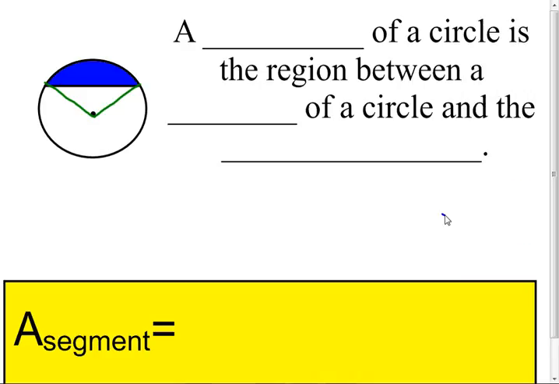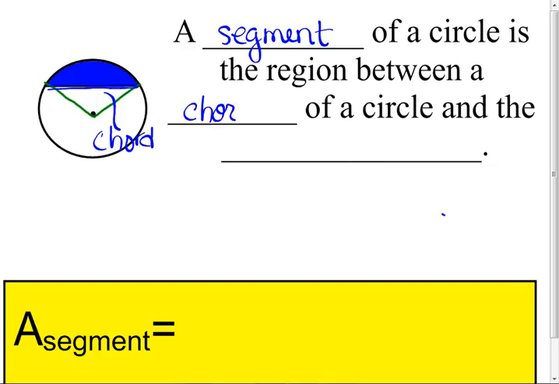A segment of a circle is the region between, okay, what's this line called right here? This is a chord. So it's the region between the chord and the what? What's this called? Arc.